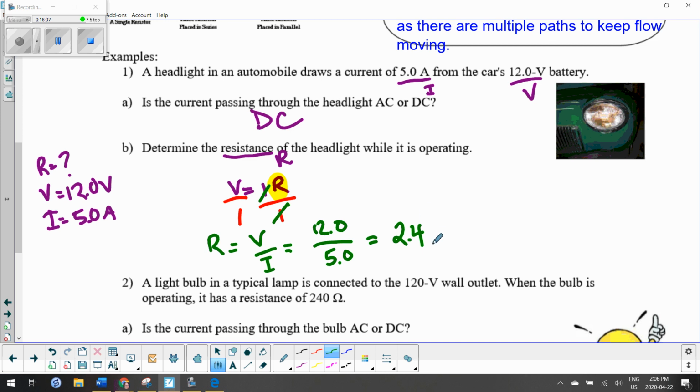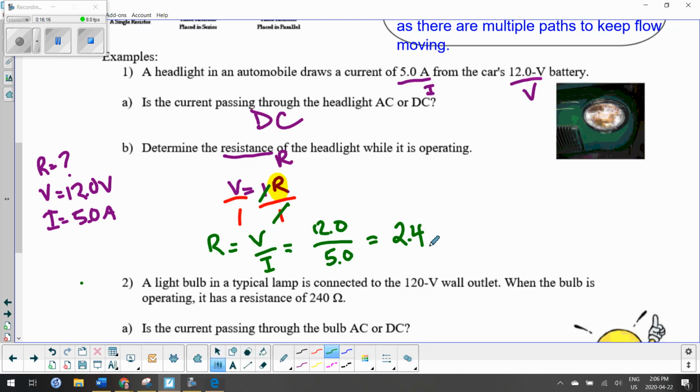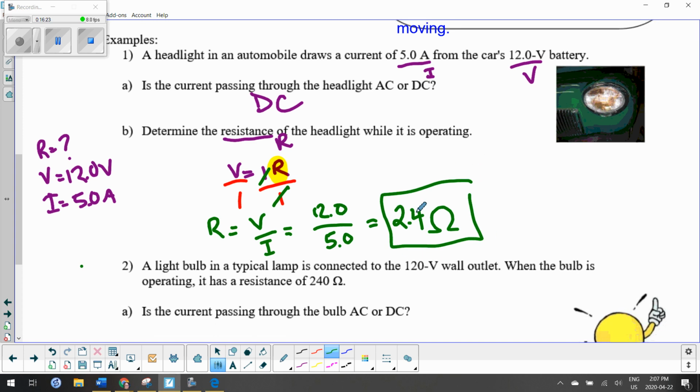Now resistance was measured. If you don't know, go grab your data booklet. Find resistance. It's measured in ohms. So I can put my lovely Lululemon sign. Okay, and box in your answer.